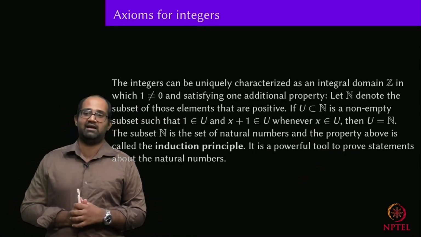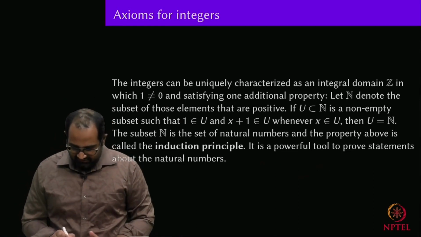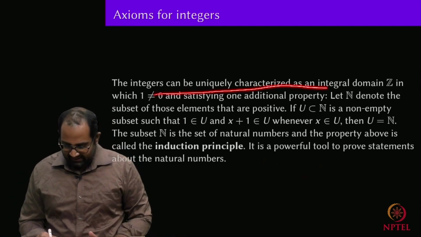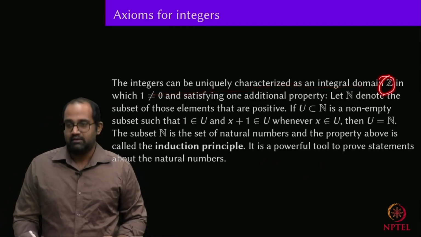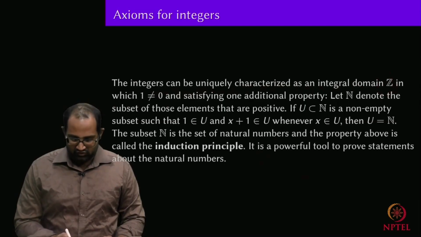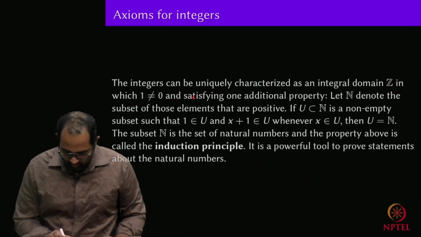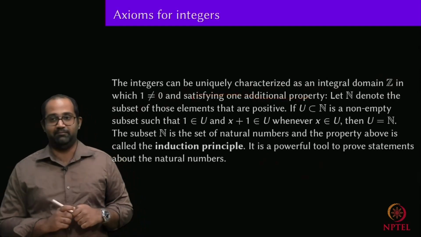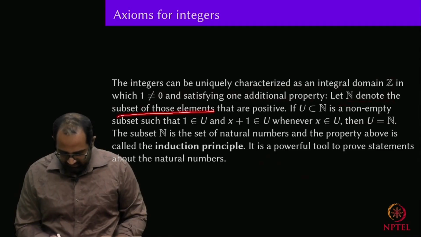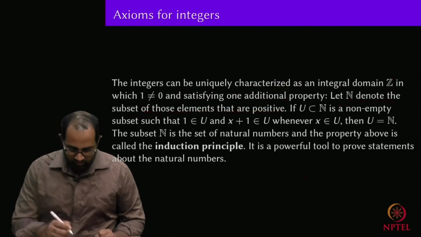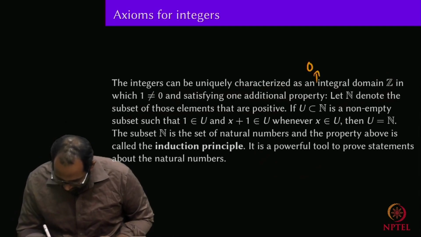It's just a short paragraph because everything has been stated before. The integers can be uniquely characterized as an integral domain Z in which 1 is not 0 and satisfying one additional property. Let N denote the subset of those elements that are positive. So just 1 second, I should add one word, I missed one word, as an ordered.